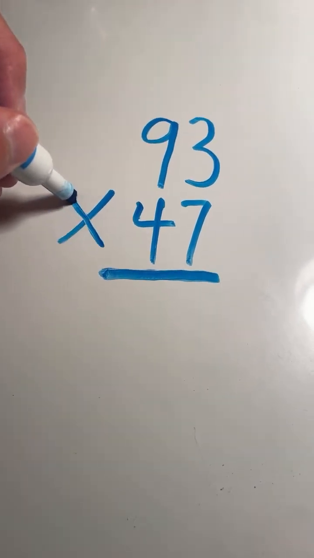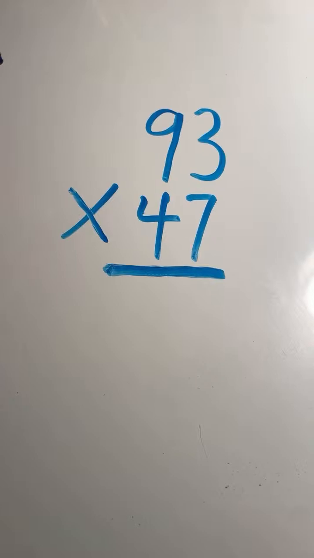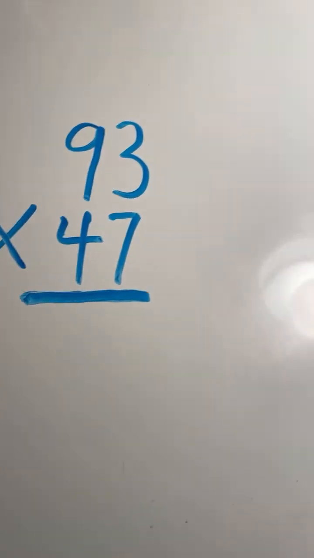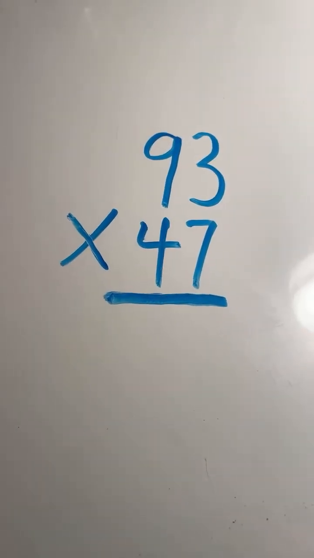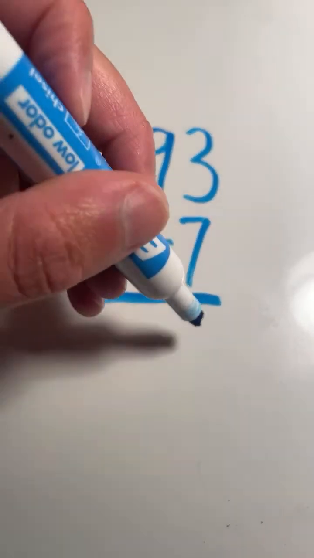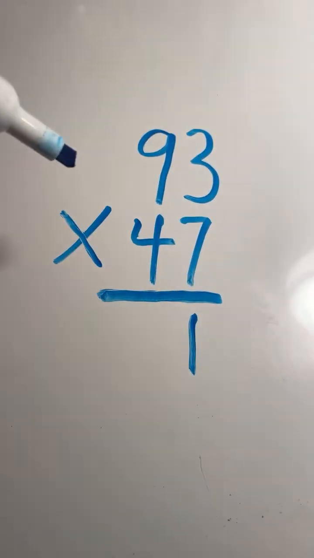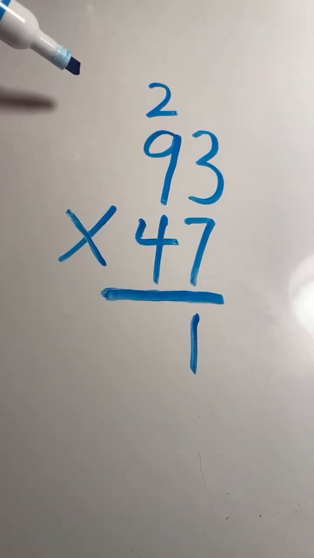All right, example problem number 2, 93 times 47. So we're starting out in the ones place. We're going to start out by multiplying 3 times 7. 3 times 7 equals 21. Again, we have to regroup because our product is more than 10. So the 1 in 21 goes in the ones place. The 2 in 21 gets carried over to the tens place.